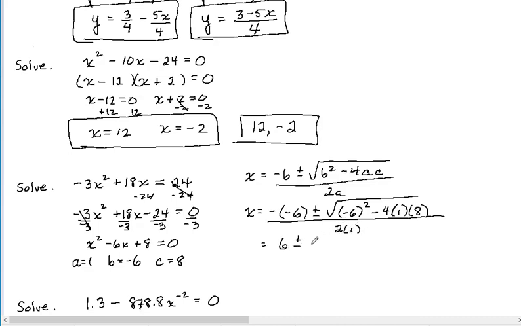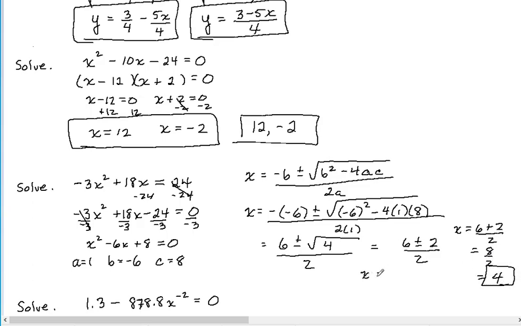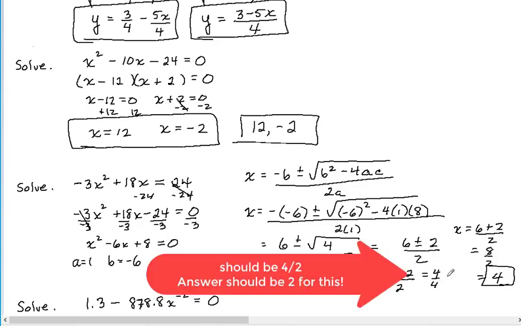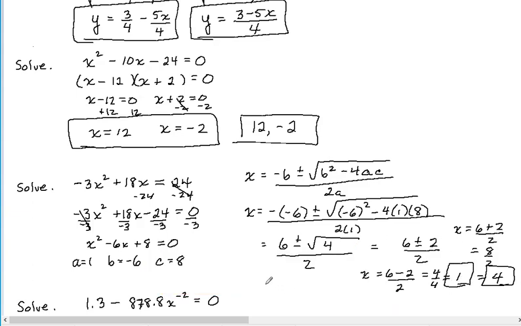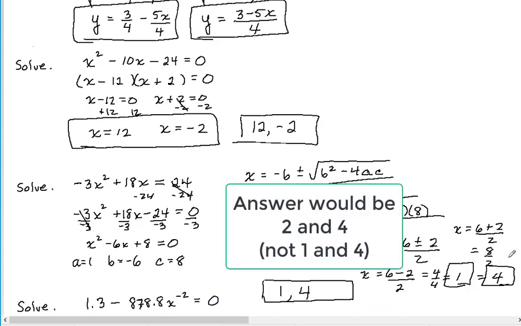That's 6 plus or minus the square root of 4 all over 2. 6 plus or minus 2 over 2. Now I can separate that into two separate answers. X is either 6 plus 2 over 2, which would be 8 over 2, which would be 4, or x is 6 take away 2 over 2, which is 4 over 2, which is 2. So again, I got two different answers. In WebAssign, in the box to enter your answers, you would just put them in separated with a comma.